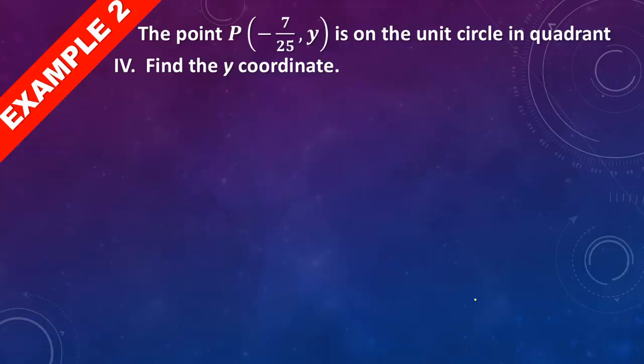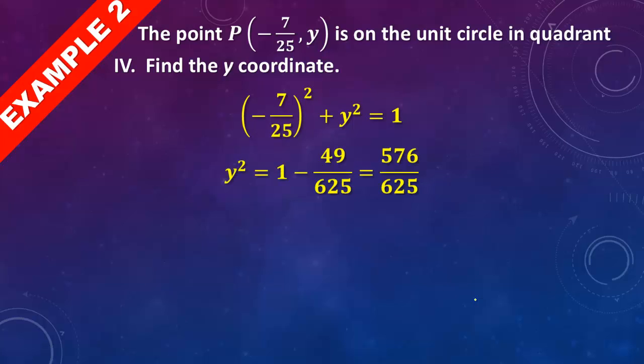Alright, so if you did it and you're checking your answers, hopefully you set it up just like the last one. So we've got negative 7/25 squared plus y squared equals 1. So when you square negative 7/25, you get a positive 49 over 625, which you would then subtract from 1. So 1 minus 49 over 625 equals 576 over 625. So you have y squared equals that. So y would equal plus or minus 24 over 25.